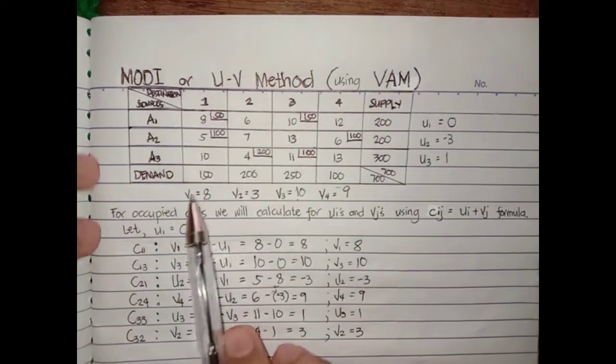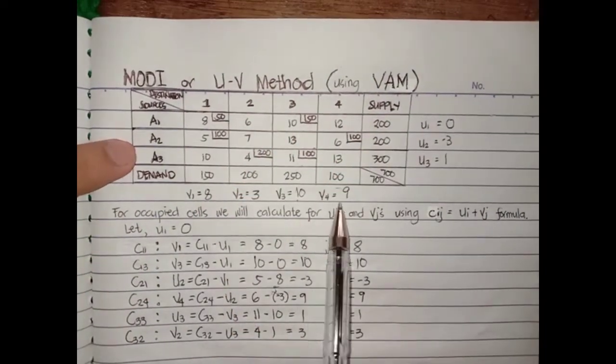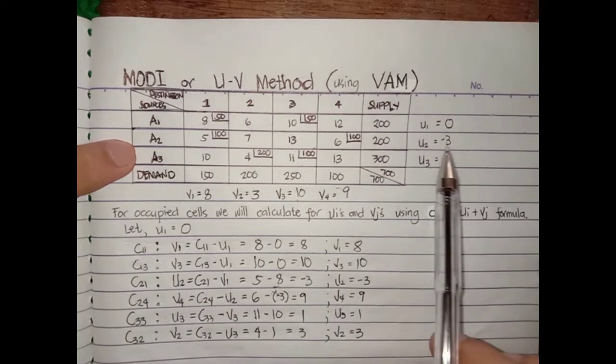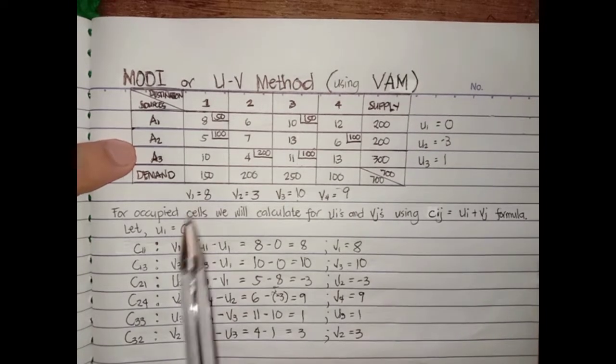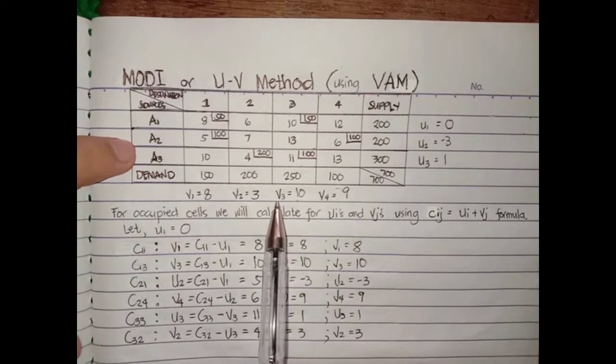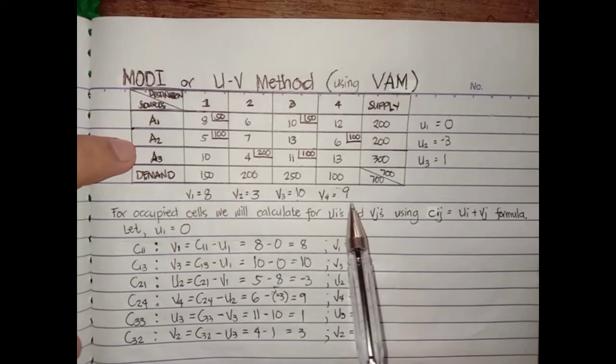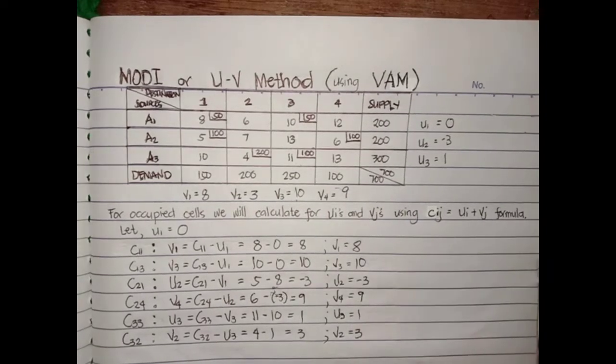So we just found the Uis and Vjs. Our U1 is 0, our U2 is negative 3, our U3 is equal to 1, and our V1 is 8, V2 is 3, V3 is equal to 10, and our V4 is 9. So this is for our occupied cells.